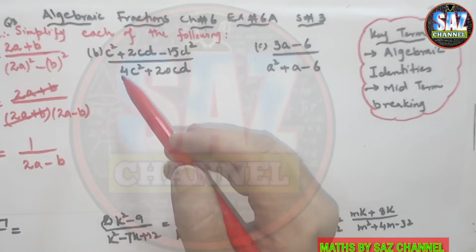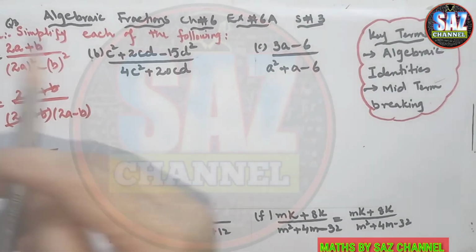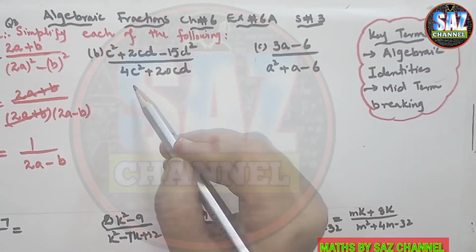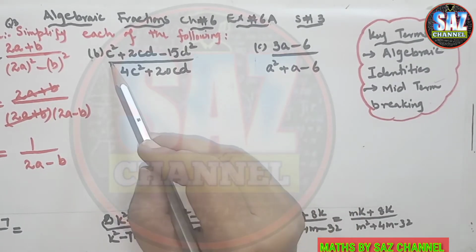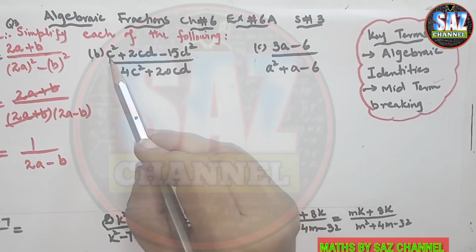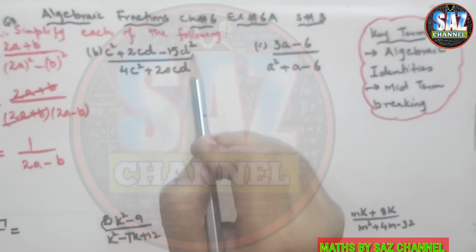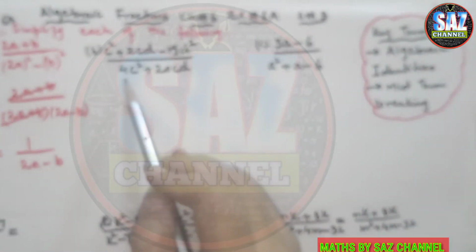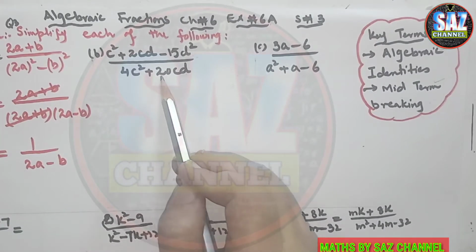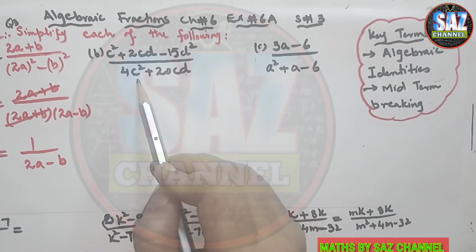Let's move to the second part of the question that says (c² + 2cd − 15d²) upon (4c² + 20cd). If we look at the numerator, that is the application of a quadratic expression, and in order to simplify this expression, we have to apply mid-term breakage. And if we look at the denominator 4c² + 20cd, we can extract 4 and c as a common factor.